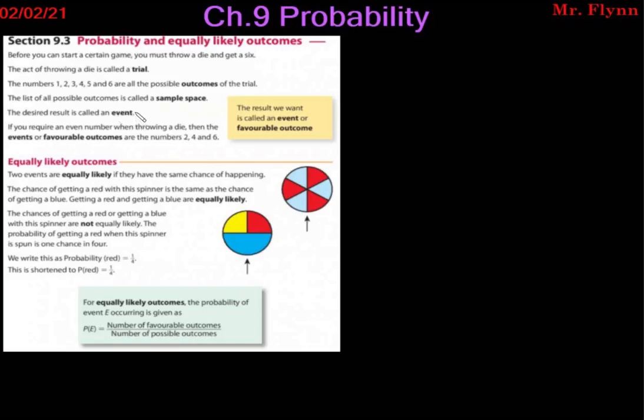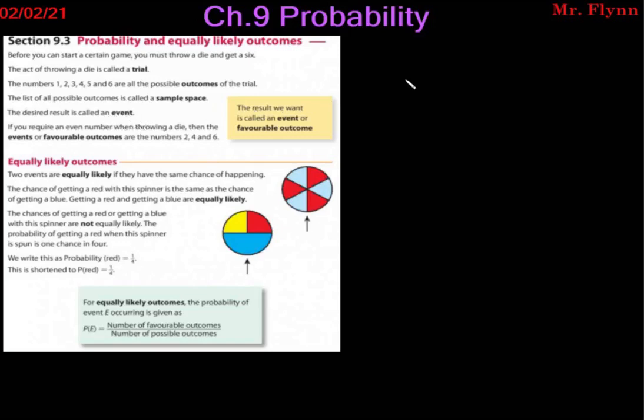When we get what we want, we call that an event. So what is the probability of rolling a 6 when we throw a fair dice? Well, there's 6 options there and we only want one of the 6, so we have a 1 in 6 chance of landing on a 6. So that's the event. If we require an even number when throwing a dice, then the events or favorable outcomes are the numbers 2, 4 and 6. You're just listing what you want to happen. So what is the event that you want to happen?